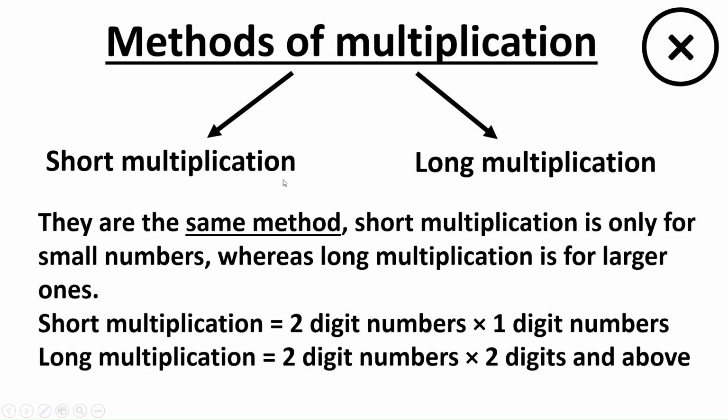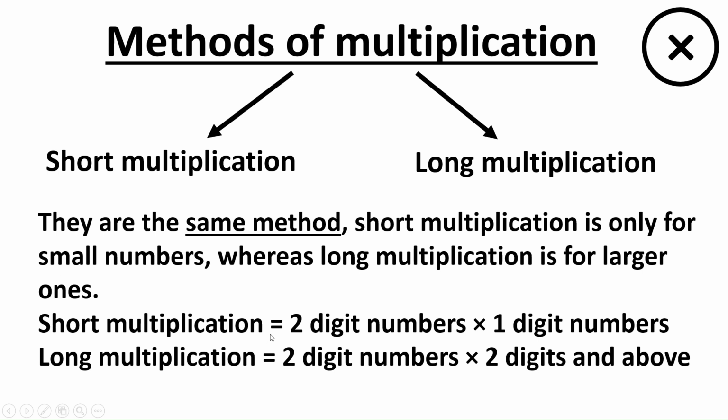Now, don't be fooled by their names. They're actually the same method. Short multiplication is only for smaller numbers, whereas long multiplication is for larger ones. But essentially, they're just the same method, so you don't have to worry about memorizing 2 different methods.